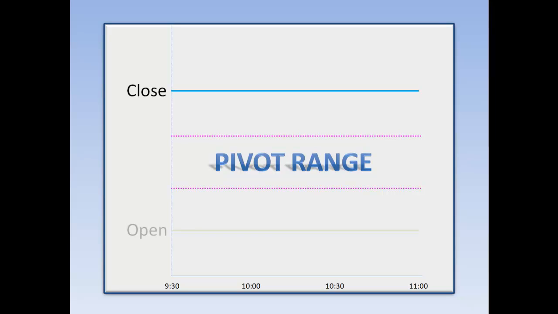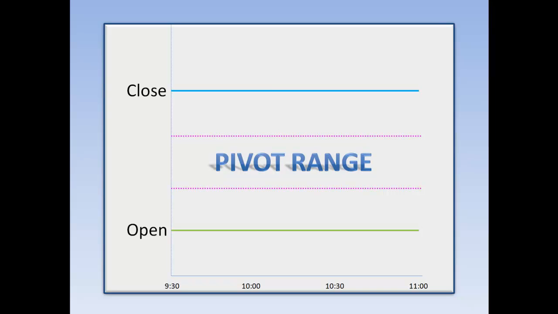However, if the market opens below the pivot range, the opening print, if it's below the pivot range, then that tells you that the support has failed. And so now you'd want to flip your bias from being bullish to being bearish, and you'd want to use that pivot range as resistance.